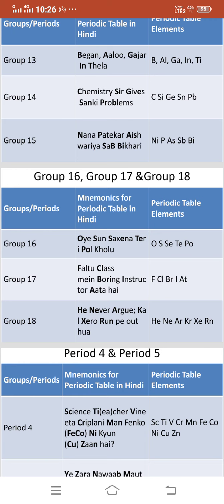Group 17 mnemonic: फालतू क्लास में बोरिंग इंस्ट्रक्टर आता है. So फालतू represents fluorine, class for chlorine, boring for bromine, instructor for iodine, and ata is for astatine.